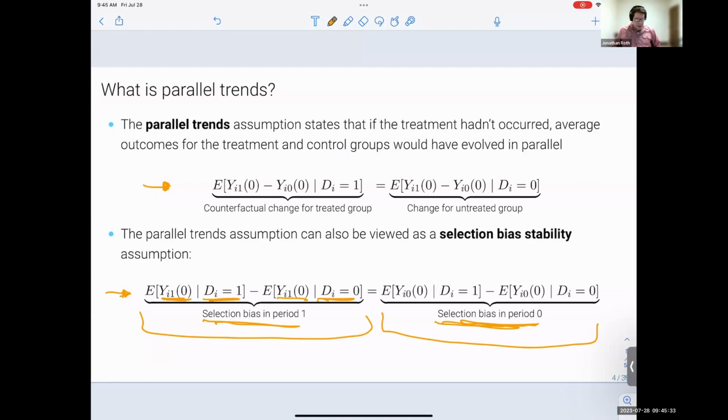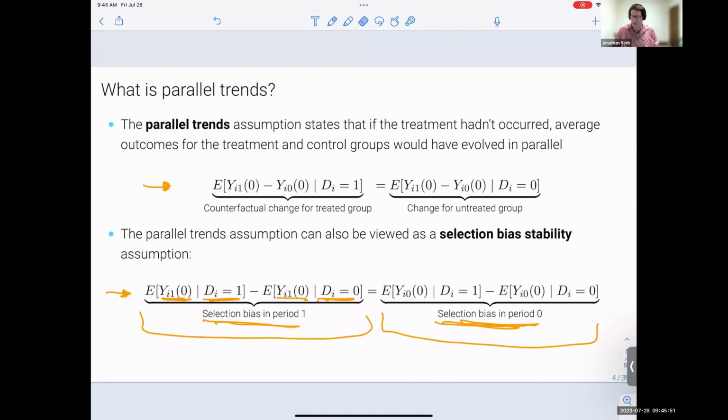If we had randomized treatments, both selection bias terms would be 0 in both periods, right? If not for the treatments, the outcomes would have been the same for the treated and control group if we randomized the treatment. So the parallel trends assumption says we don't need that. We don't need there to be no selection bias. There can be some selection bias.